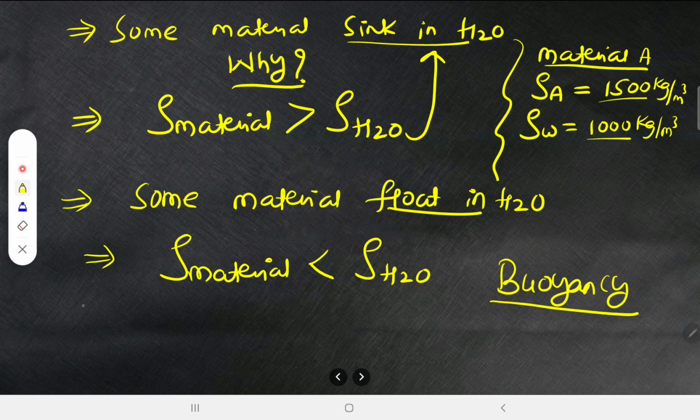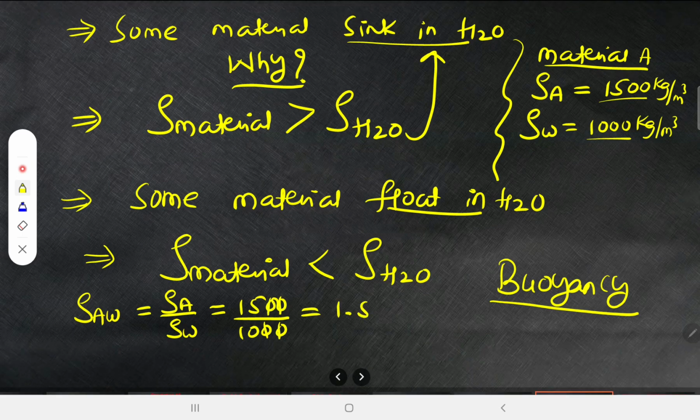Now, if you find out the value of rho AW, what is the meaning of rho AW? Rho AW is relative density of material A with respect to water. So, if you do this, what will be the answer? The answer is rho A divided by rho W, and rho A is 1500 and rho W is 1000, and the zeros get cancelled.